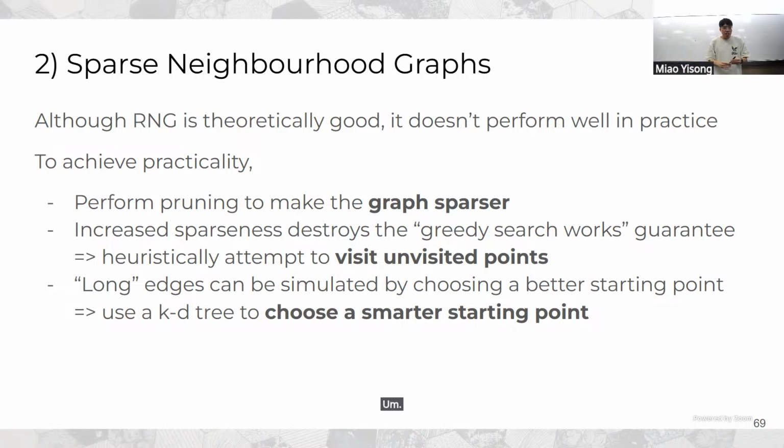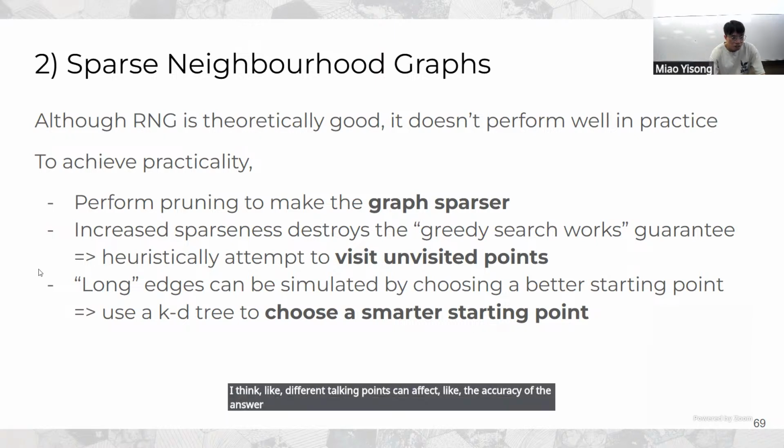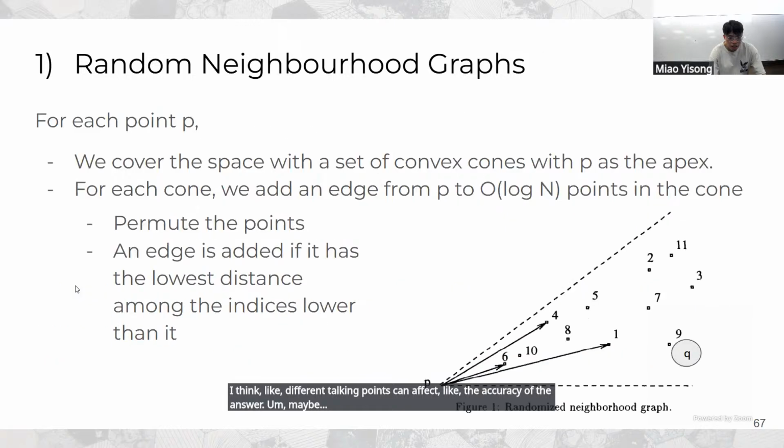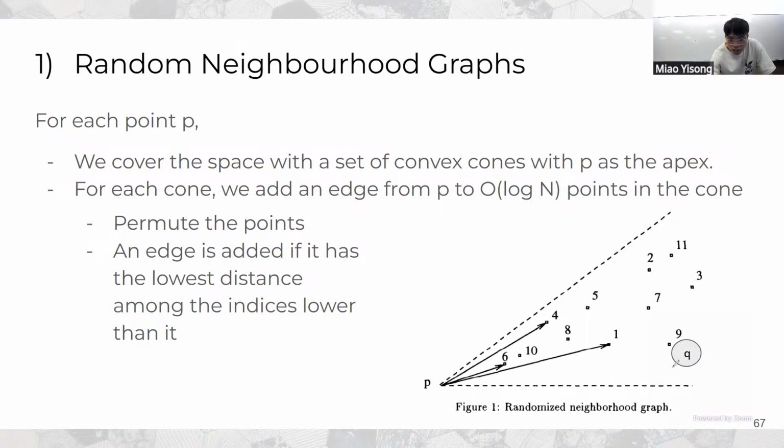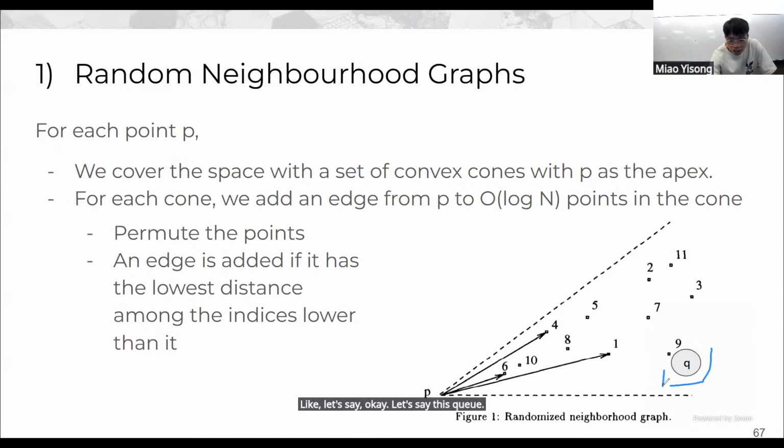And I guess another heuristic that they use to improve is that they use a KD tree to choose a smarter starting point. Because I think different starting points can affect the accuracy of your answer. Maybe, let's say if you go back to this example again, let's say this Q is my query vector.